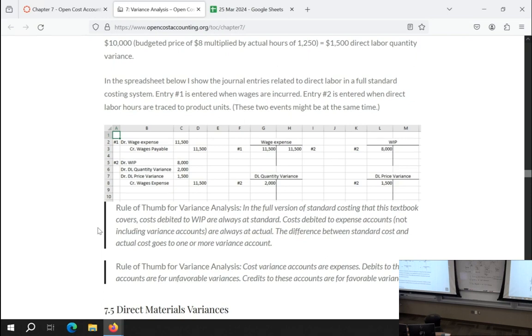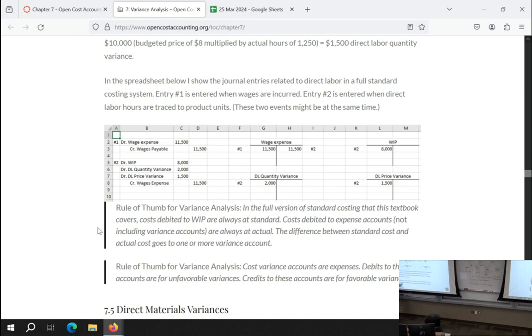Yes, exactly. We know the total has to be a $3,500 debit to make the whole thing balance. But this could be like a $10,000 credit, and this could be a $13,500 debit, and the net of that is a $3,500 debit. It could be any range of numbers.